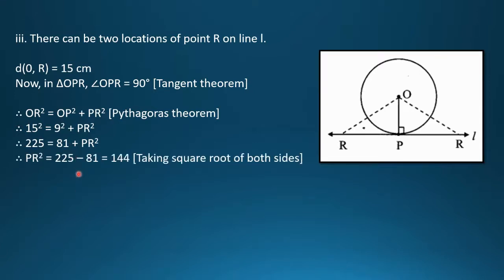We'll simplify this, we'll take 81 on the other side, so we'll get PR square equal to 225 minus 81, which is 144. Now we'll take square root on both the sides, and we know square root of 144 is 12 centimeters. So the length of PR is 12 centimeters.